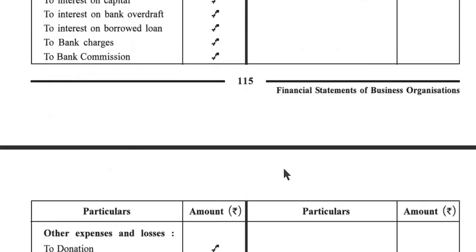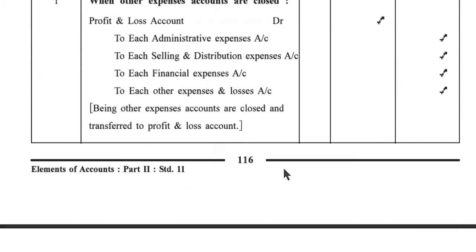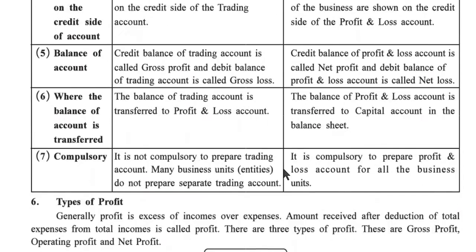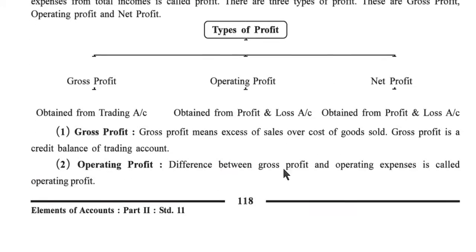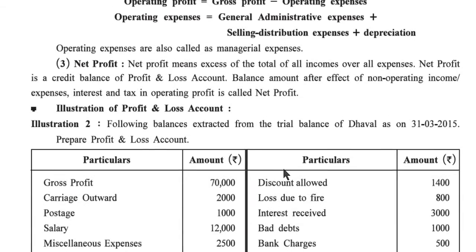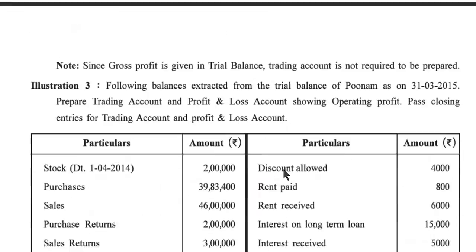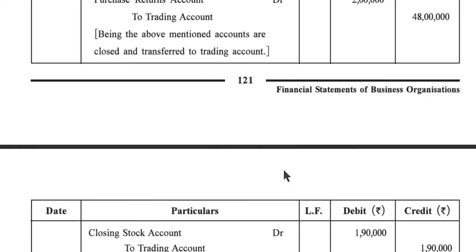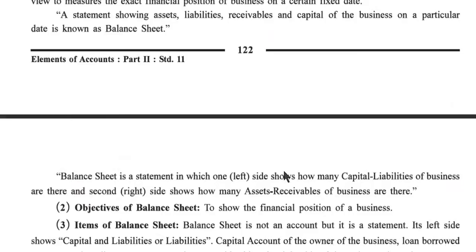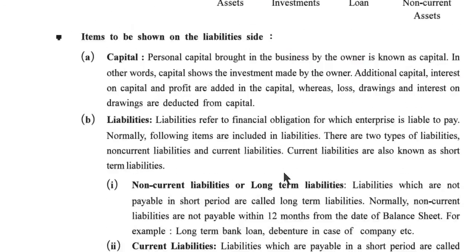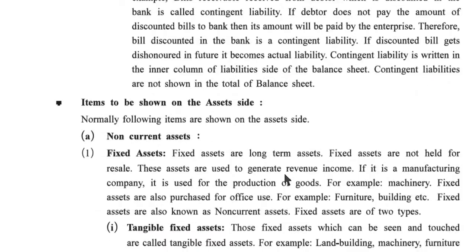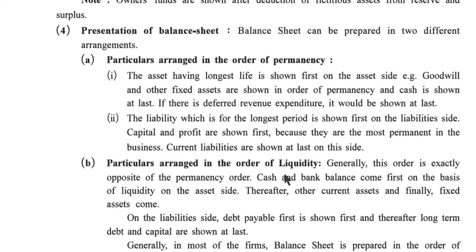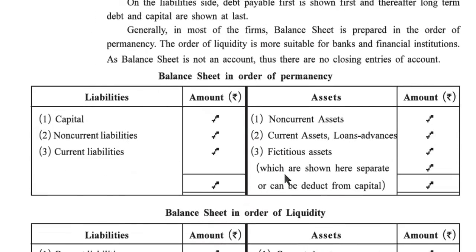In the previous lecture we already completed up to the trading account, the profit and loss account, and the difference between the trading account and the profit and loss account. Afterward comes the balance sheet. Today let us start with the specimen copy of a balance sheet. Here all the assets, liabilities, capital, current assets, and fictitious assets are there, and the presentation of two types of balance sheet.